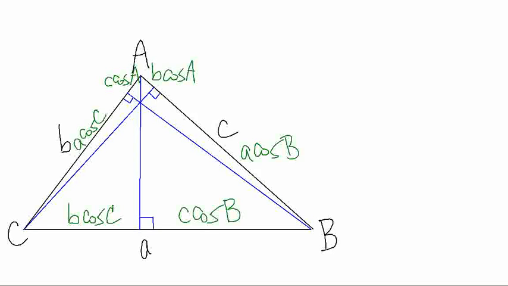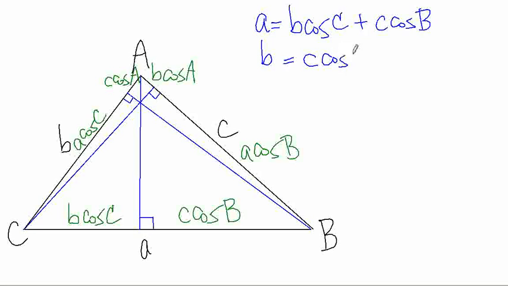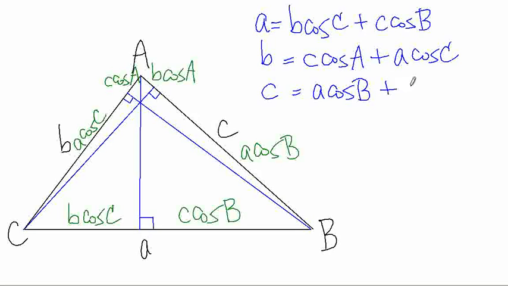So I can write down the following equations. A is equal to B cosine of C plus C cosine of B. B is equal to C cosine of A plus A cosine of C. C is equal to A cosine of B plus B cosine of A.